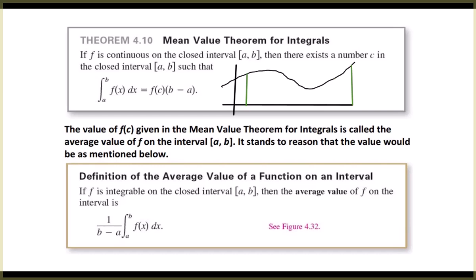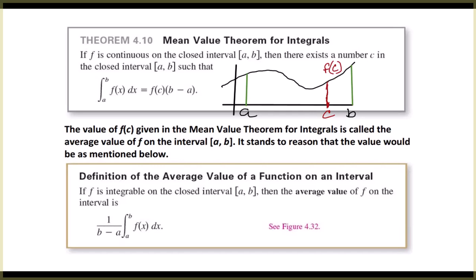Imagine this curve right here. I've got my interval going from A to B. That's the green lines. There's a C in there someplace that when multiplied by B minus A... Okay, think about the geometry. What's B minus A? Is it a point or a length or an area? It's a length, right? So B minus A is just this length right here. And then I've got some point C in there.